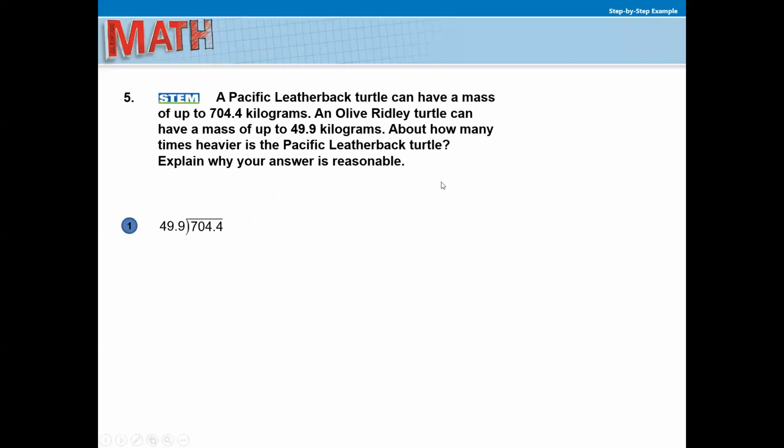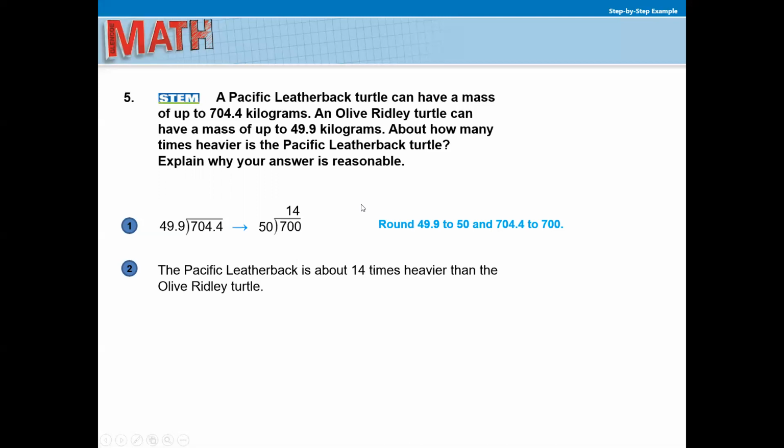704 and 4/10 divided by 49 and 9/10 is approximately 700 divided by 50. 50 goes into 700 nice and evenly. Round 49 and 9/10 to 50 and 704 and 4/10 to 700. The Pacific leatherback is about 14 times heavier than the olive ridley turtle. Check for reasonableness. Since 50 times 14 equals 700 and 700 is approximately 704 and 4/10, your answer is reasonable.